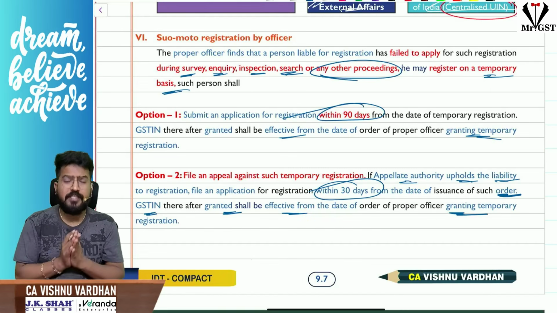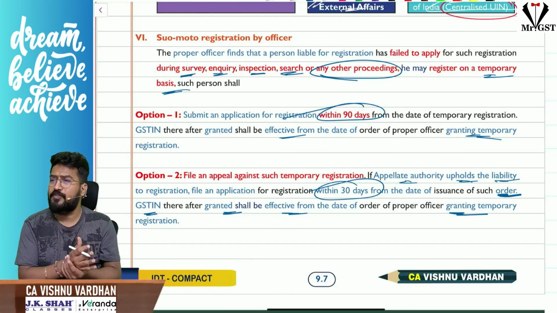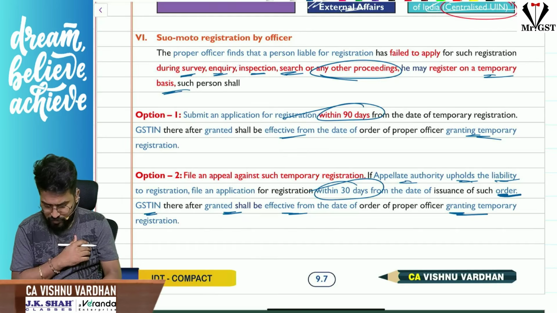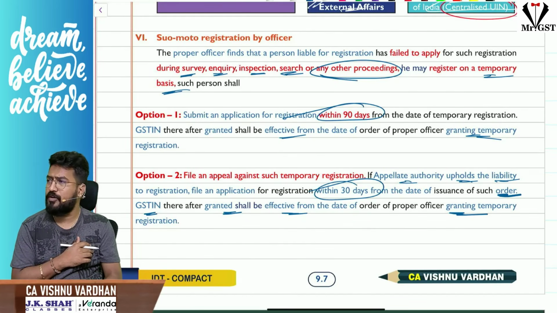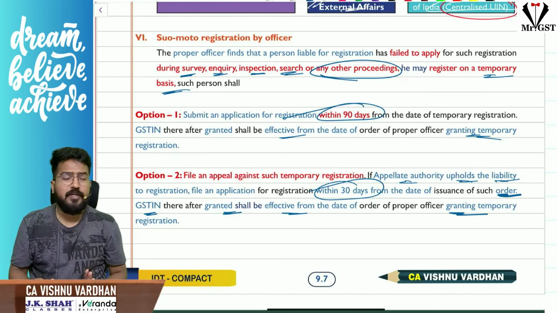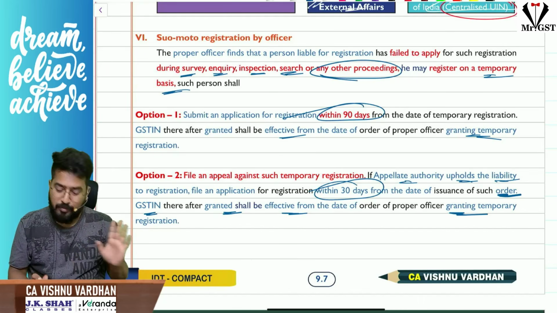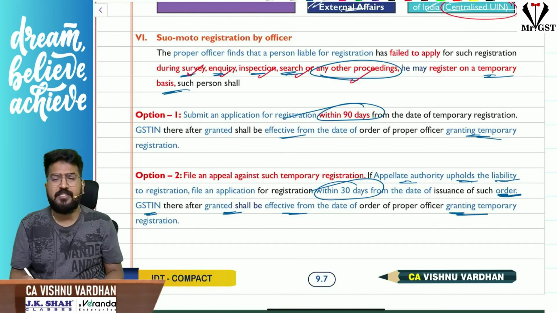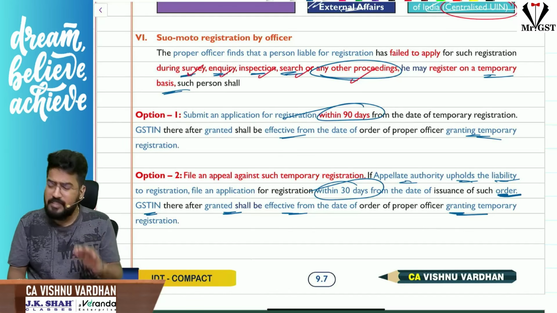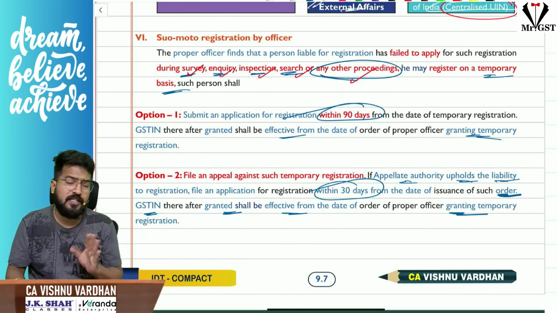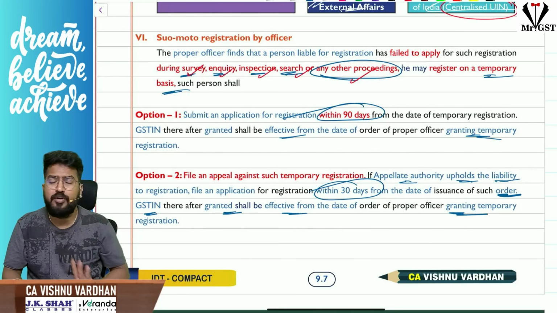If you look at the next one, that is suo motu registration by the proper officer. See, generally you are liable to register, but you have not taken registration and you are caught by the proper officer during an inquiry, search, inspection or any other proceedings. Now what will the proper officer do? The proper officer will grant you a temporary registration and will ask you to submit all the relevant documents and then take the final registration.